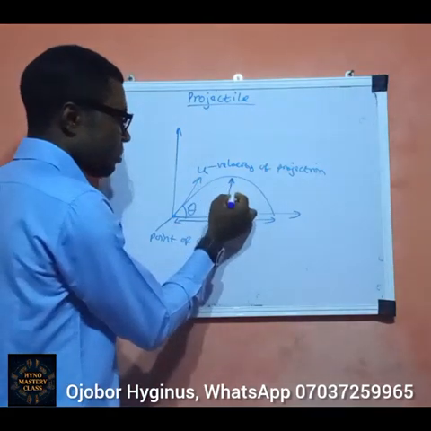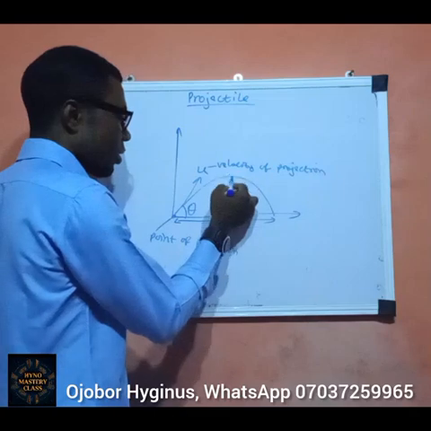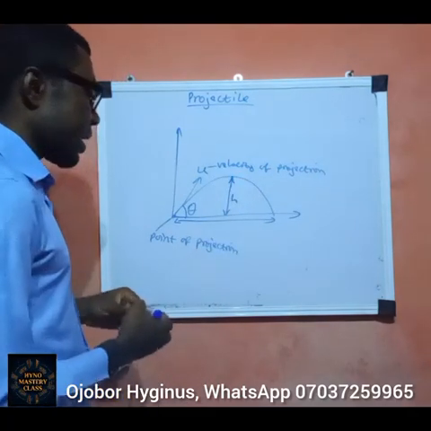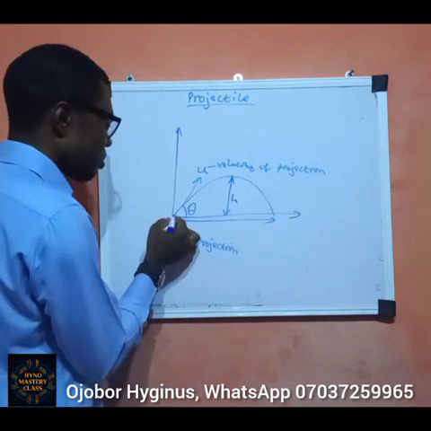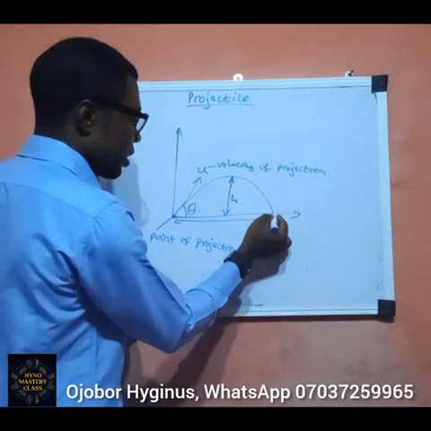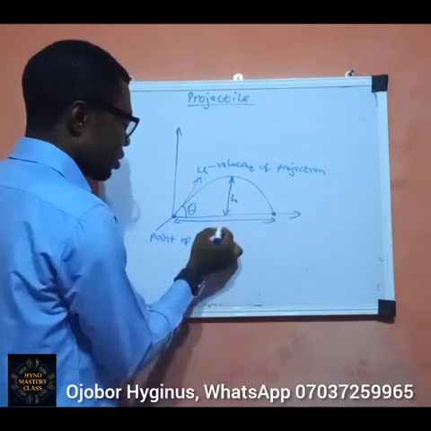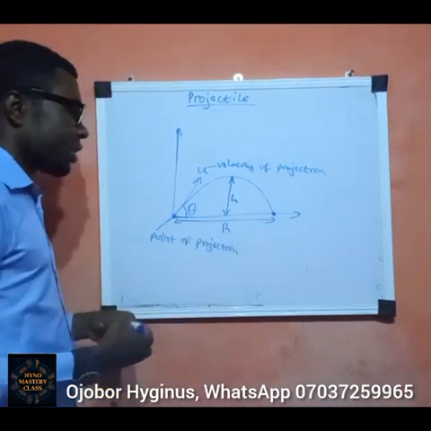H here is the maximum height of the projectile, while the distance from the point of projection to the point where the body returns to the same level of projection is what we refer to as range.